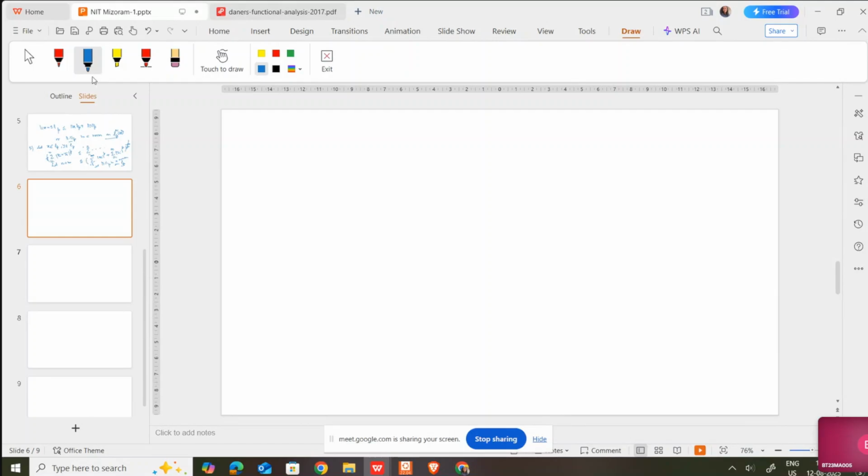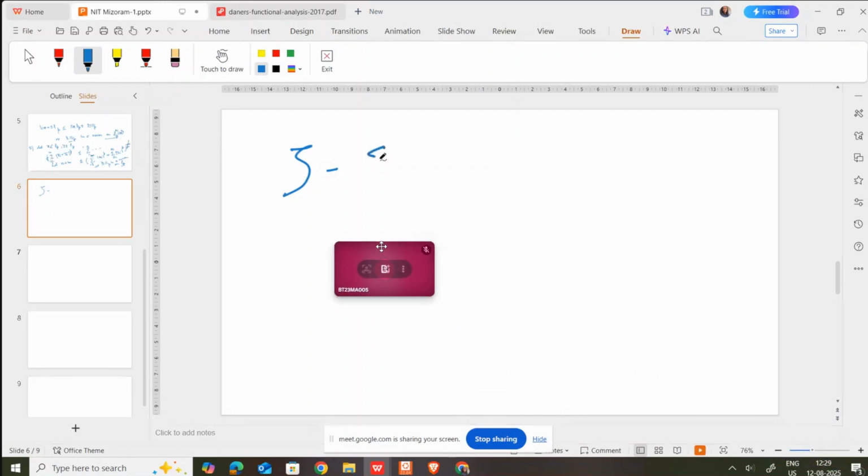Yeah, almost set. Okay. Now we come to what is called a sequence space. So this is written as a script S. This is called a sequence space.